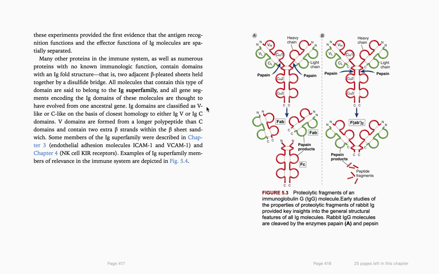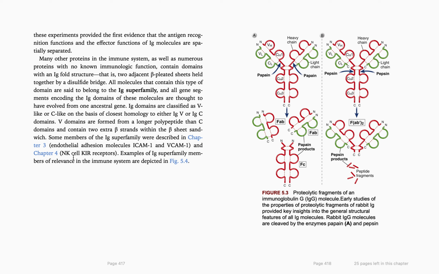Ig domains are classified as V-like or C-like on the basis of closest homology to either IgV or IgC domains. V domains are formed from a longer polypeptide chain than C domains and contain two extra beta strands within the beta-sheet sandwich. Some members of the Ig superfamily were described in Chapter 3, including the endothelial adhesion molecules ICAM-1 and VCAM-1.